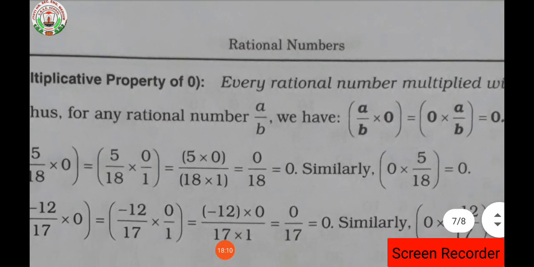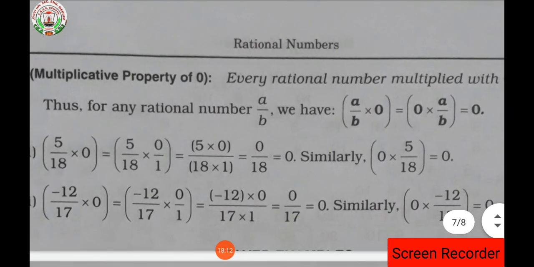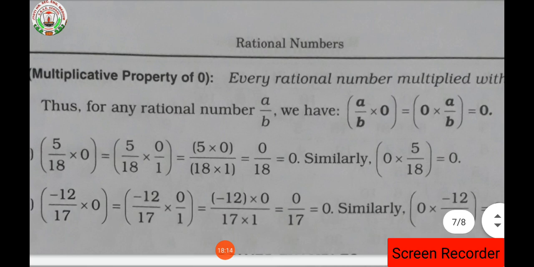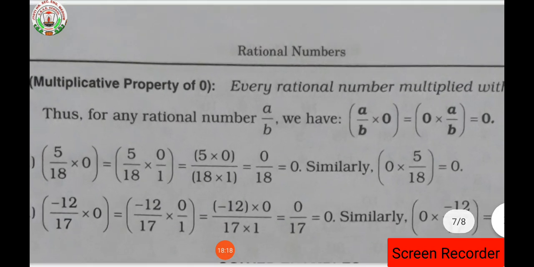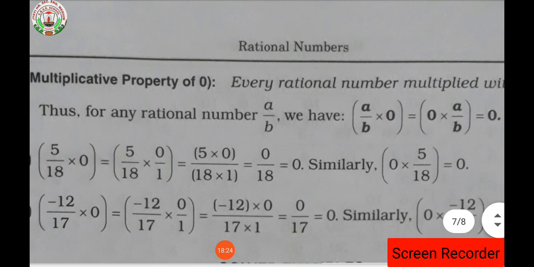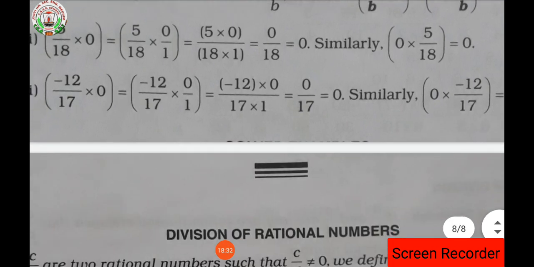Okay. Next property is the multiplicative property of 0. Whatever rational number you are having, you have to multiply it with 0. Whatever the rational number, either negative or positive, when it is multiplied with 0, the answer is 0 only. So this is the property.